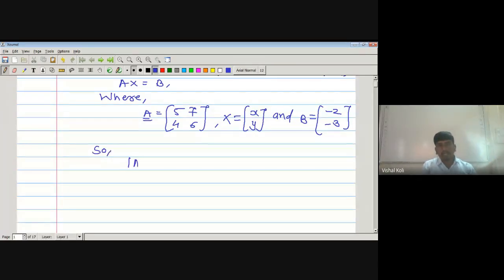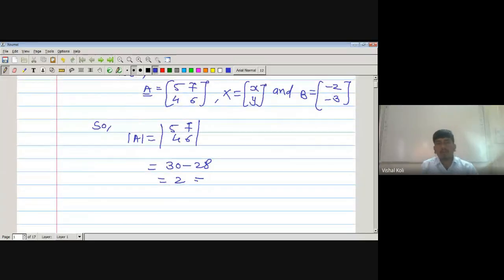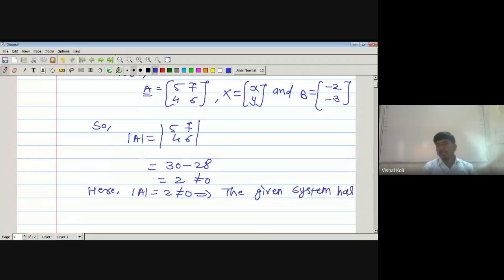So determinant of A is the determinant of 5, 7, 4 and 6. And we know how to find the determinant of order 2, which is 5 into 6, which is 30, minus 4 into 7, 28, which is equal to 2. 30 minus 28 is 2, which is not equal to 0. So here determinant of A is equal to 2 and is not 0, which implies the given system has a unique solution.